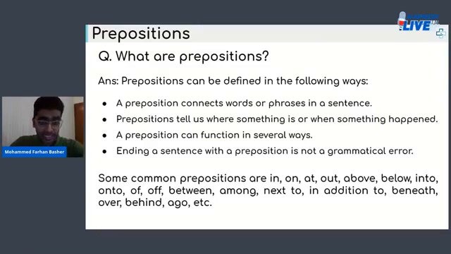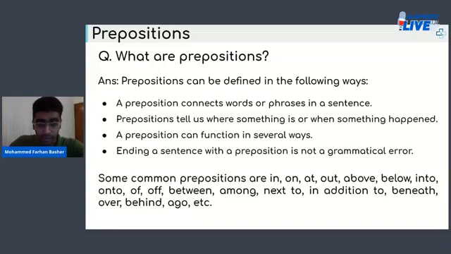A preposition connects words or phrases in a sentence. Prepositions tell us where something is or when something happened. A preposition can function in several ways. Ending a sentence with a preposition is not a grammatical error. Some common prepositions are in, on, at, out, above, below, into, onto, off, between, among, next to, in addition to, beneath, over, behind, ago, etc. These are some of the very common prepositions.